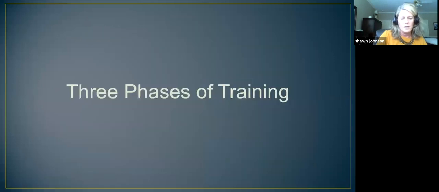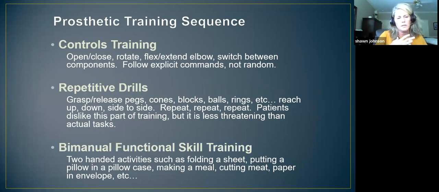All right. Okay, so the 3 phases, the meaty part of OT. So we're going to talk about controls training, repetitive drills, and bimanual functional skill training. So once they have their prosthesis, these are the 3 main things we want to address.